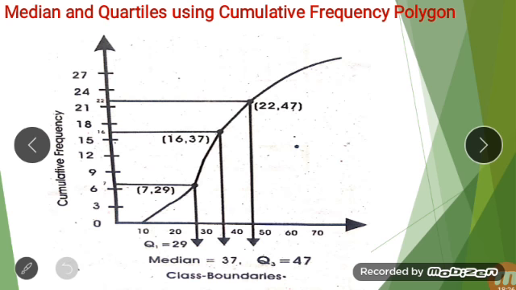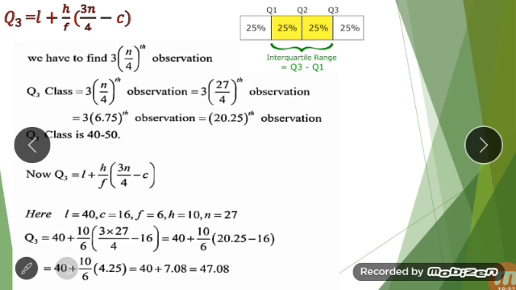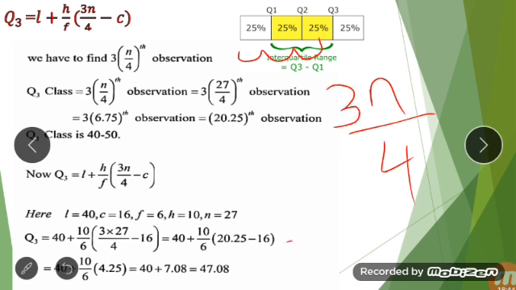Now we have to calculate Q3. First of all we have to find Q3. Here we can see that n is divided into 4 parts in quartiles, and in Q3 how many parts do we take? 1 part, 2 parts, and 3 parts. So here we are going to write 3n divided by 4. For the median, when n is divided by 4, how many parts do we take? We take 2 of the parts.